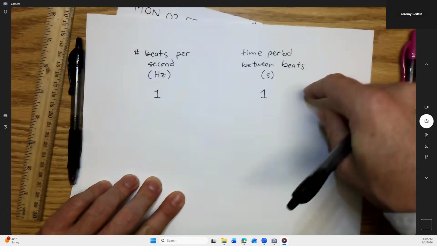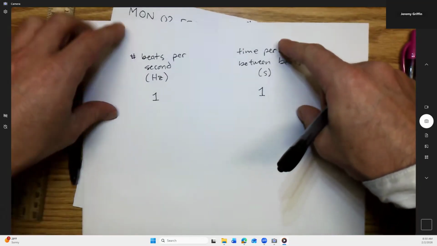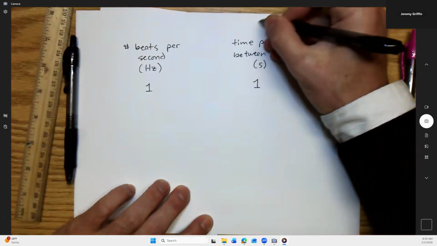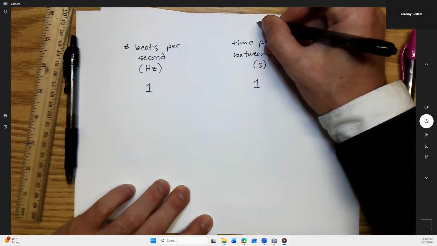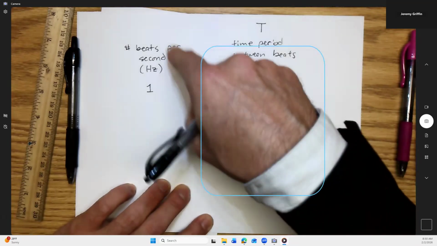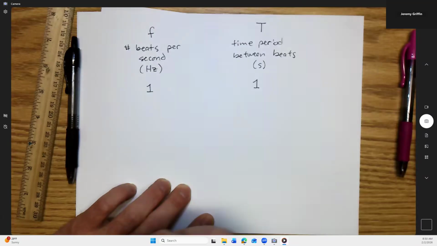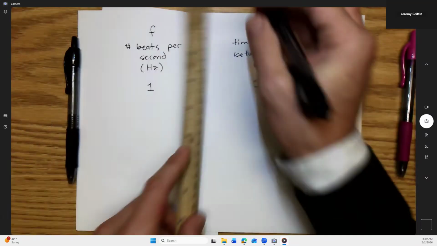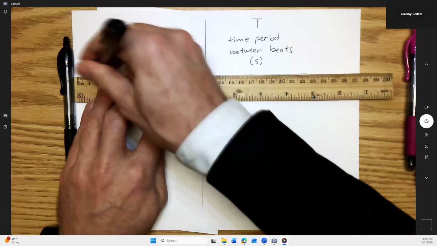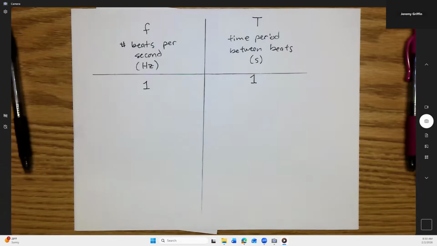Okay. Now if those are units, hertz and seconds, maybe I could come up with a variable character. What letter are we using for time period? Capital T. And the unit hertz quantifies what variable? Frequency. Yeah. All right. So here we got a table started: frequency, time period. Let's take a look here.